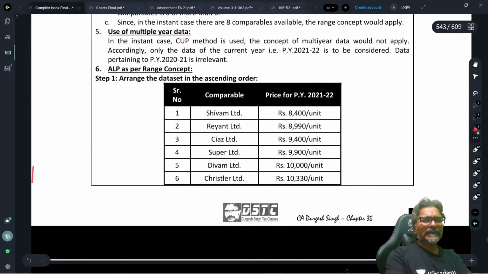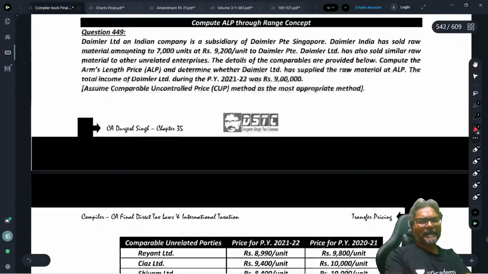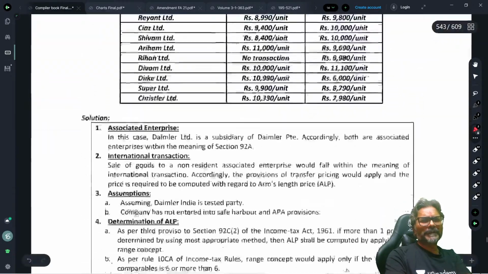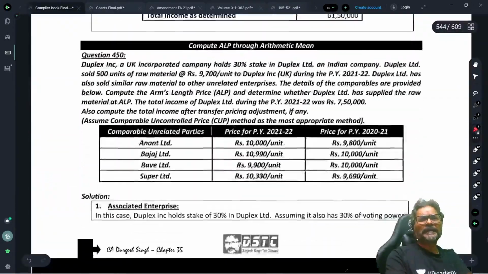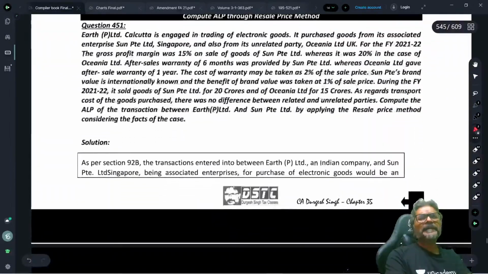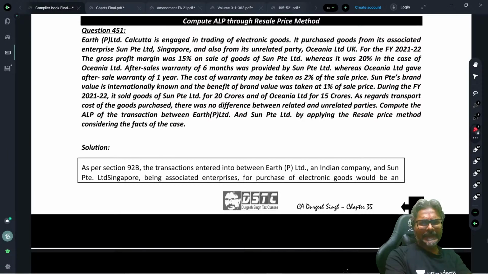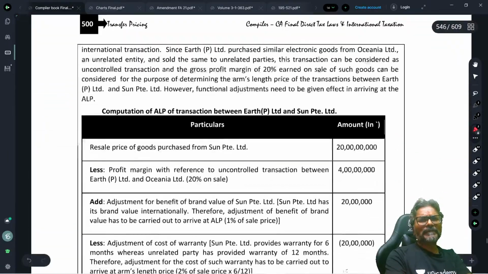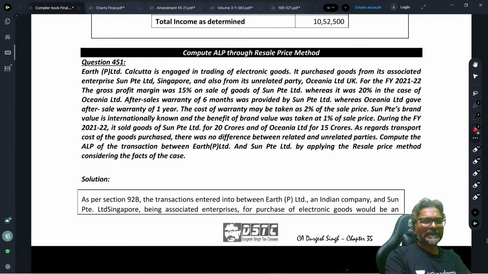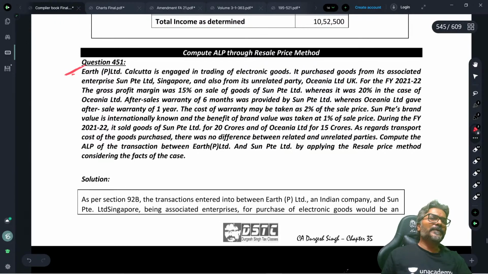Students, here primarily this is a question of the determination of the arm's length price through the CUP method. But before I do the CUP method, let me see the other practical, students. This is also the arithmetic mean. We will do that, but before the CUP method directly, let's look at this one. So this is your module question. Let me take you directly through this particular question.